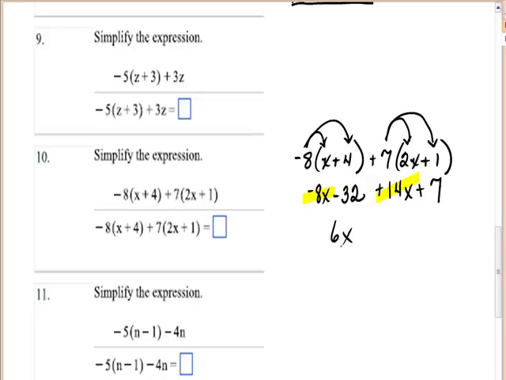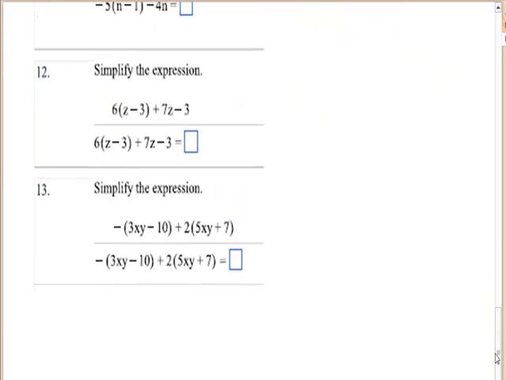That's 6x. With the constants, I have a negative 32 and a positive 7. Well, once again, their signs are different, so I subtract for 25, and 32 had a negative sign, so it was the bigger number. It's negative 25.